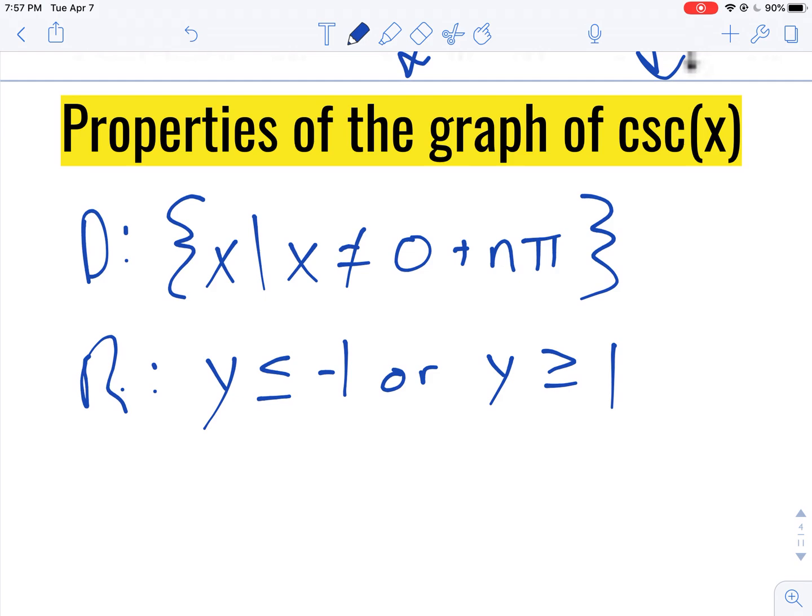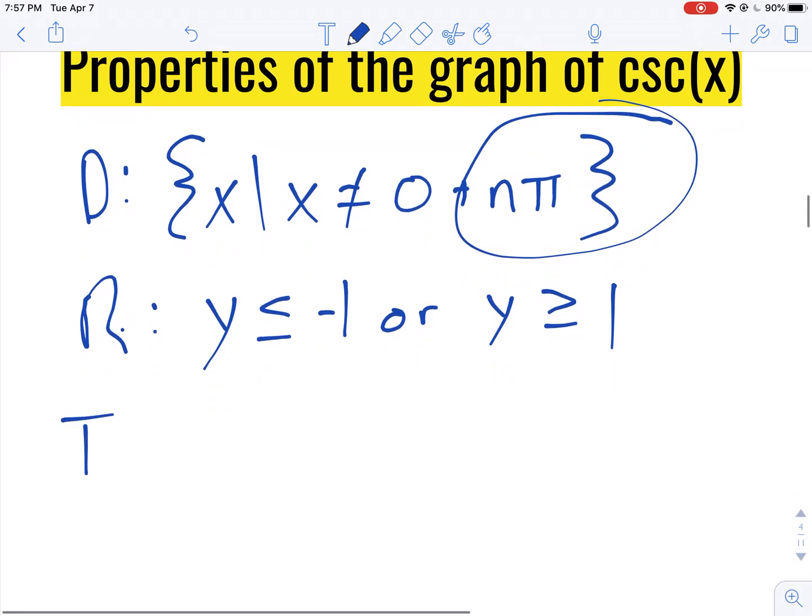Again, for the domain, remember I write this n pi to represent that it happens over and over and over. I'm not going to spend the time to sit down and write out pi, 2 pi, 3 pi, 4 pi, 5 pi, etc. This represents that at every value of n pi, this graph doesn't exist.